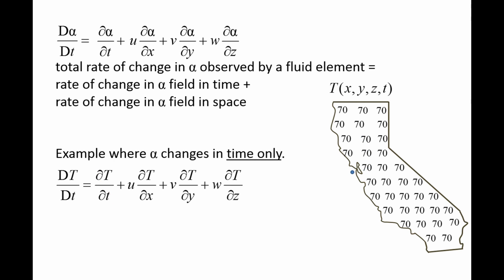Let's examine one more situation where the temperature varies in time but is uniform across California. The fluid element experiences a change in temperature due to the temperature field changing in time. However, the temperature field does not vary in space, so the three spatial derivatives are zero.